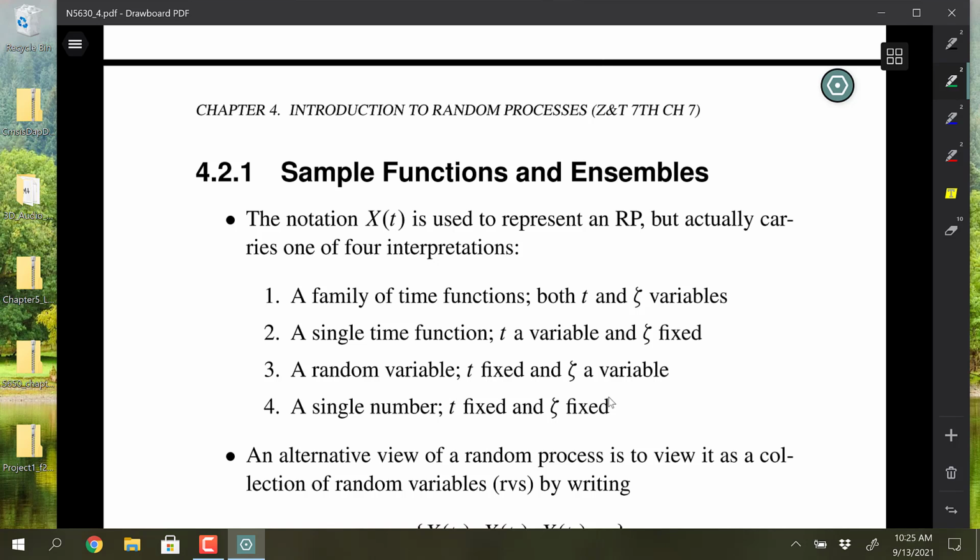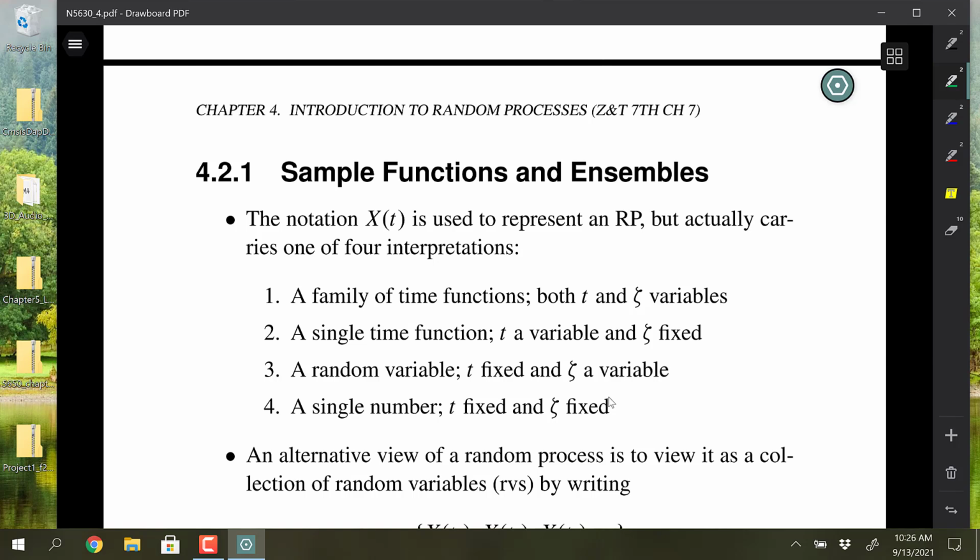So just one of the waveforms out of the big stack is pulled out. So chi is fixed. And number 3, it could be a random variable where you just slice down through the ensemble and just characterize the randomness at one particular time instant. Or it could be just one single functional value of one sample function.